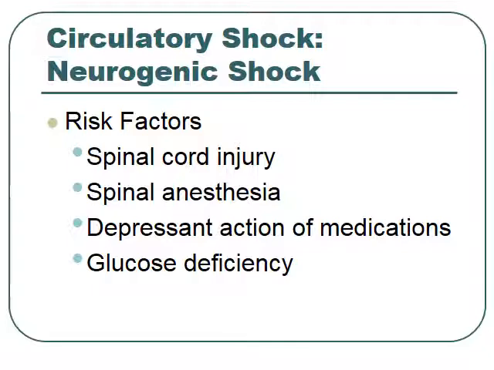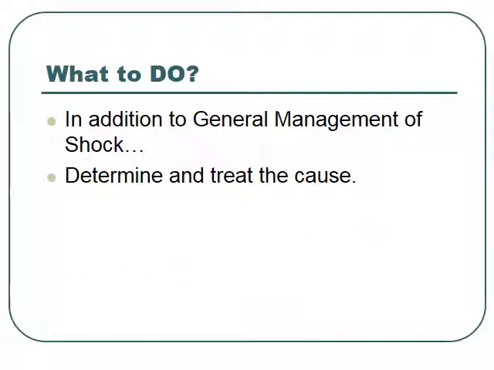So what are we going to do? Again, we're going to do the general management, just like we had previously talked about, of all shocks, but we want to determine and treat the cause. We want to, if it's spinal cord, we need to make sure that we stabilize the spinal cord, or make sure that we have proper positioning with our patient. We want to make sure that with anesthesia we have the head of bed at least 30 degrees, and that keeps the anesthesia from moving up the spinal cord. So we want to make sure that we have them in the proper position.